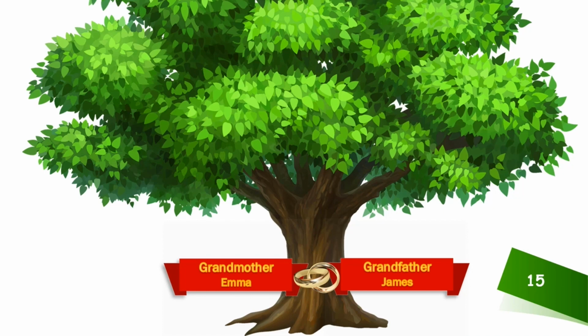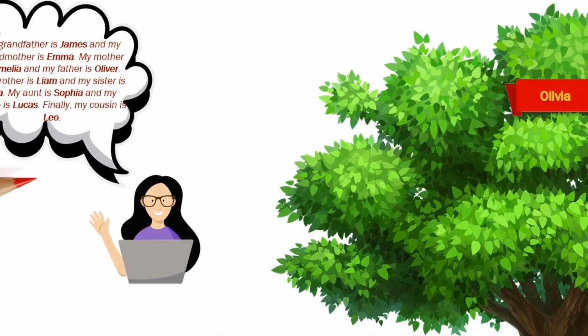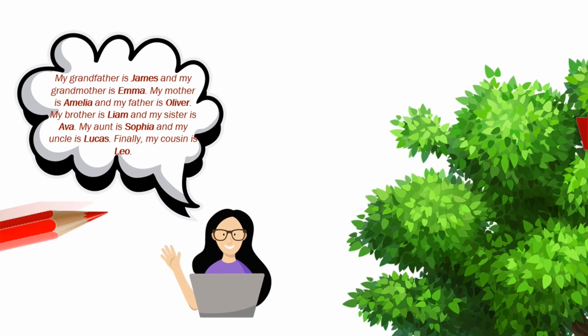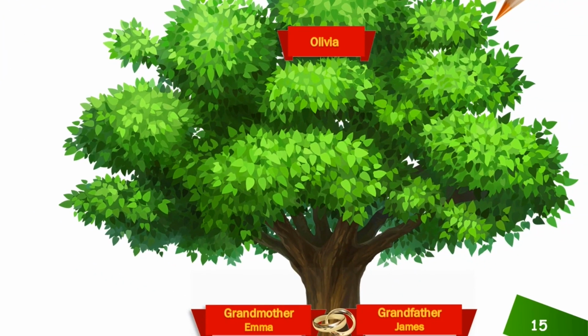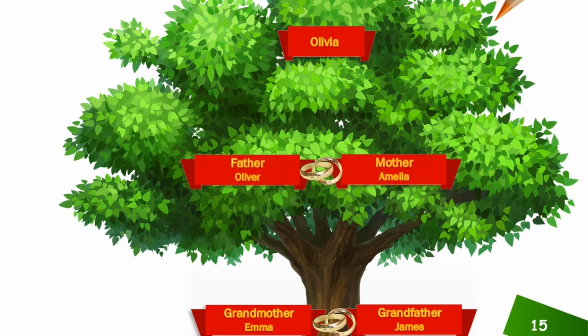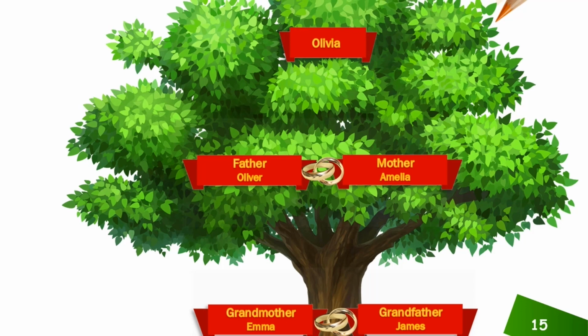Let's go on with the text of Olivia. My mother is Amelia and my father is Oliver. So, where should we put the father and the mother? Yes, in the middle of the tree. We have Father Oliver and Mother Amelia. And again, we put a wedding ring between their two names to indicate that they are married.